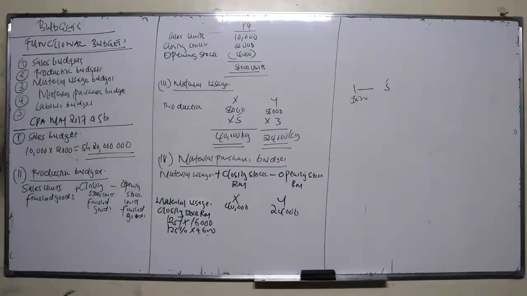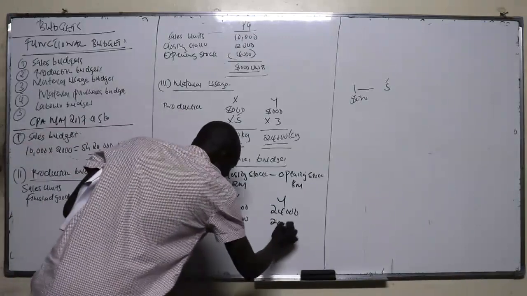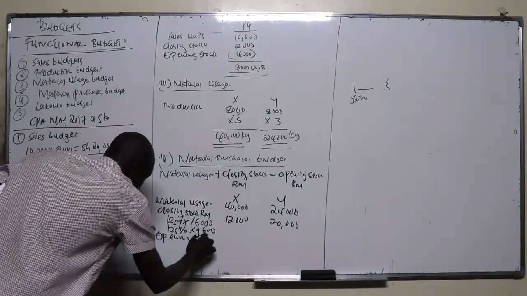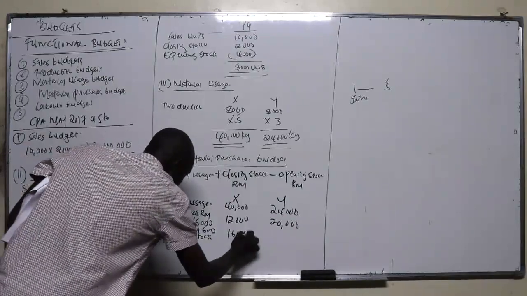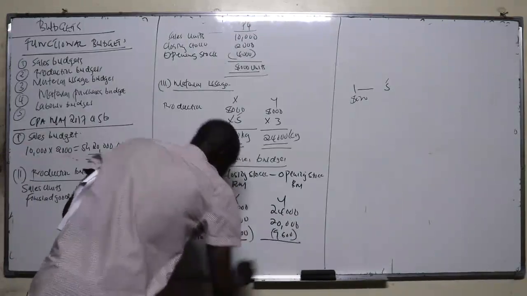The closing stock will be equivalent to 25% more. That is 125%. So how much will that one be? 12,000 for X, 20, isn't it? And then we less opening. Opening stock here will be 16,000 and here's 9,600. Then we get the quantities that will be sold.